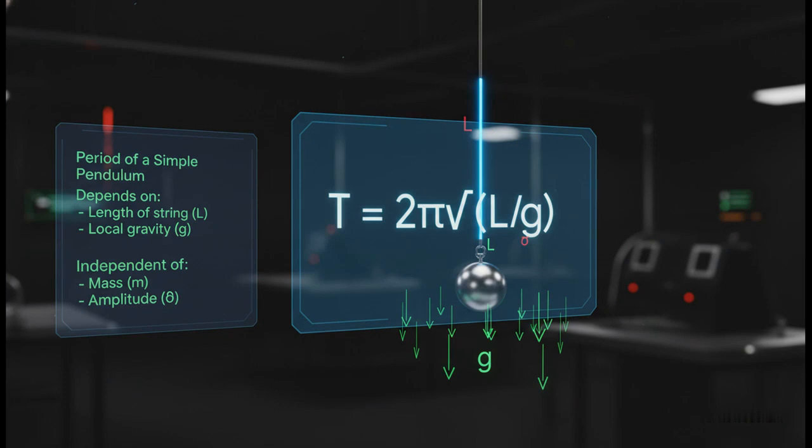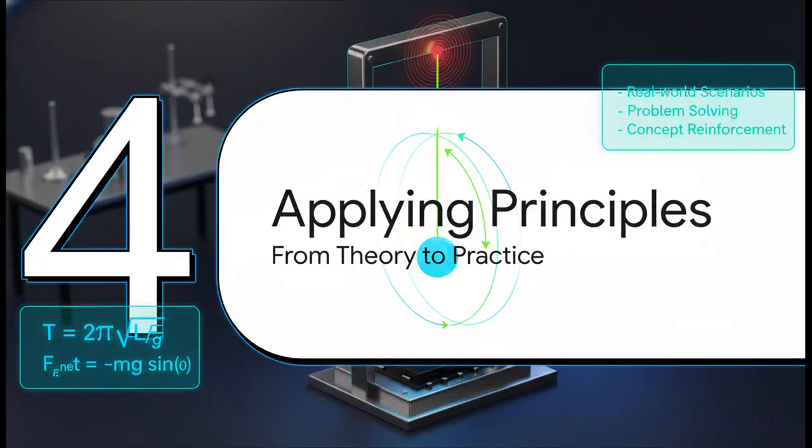This formula perfectly captures the motion. And look closely, what's missing? Just like we predicted, there's no mass and there's no amplitude. For small swings, only two things matter: how long the string is and how strong gravity is. That's it. Okay, having the theory is one thing, but using it is how we really make it stick.